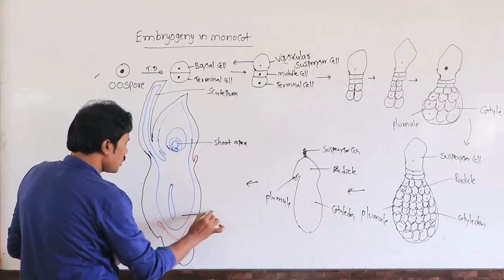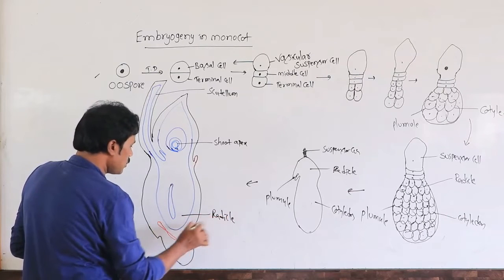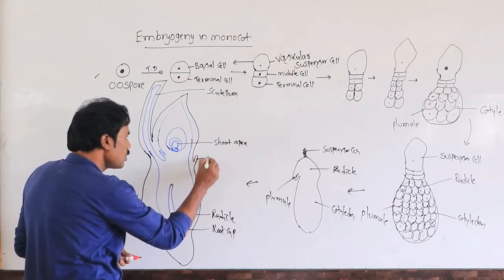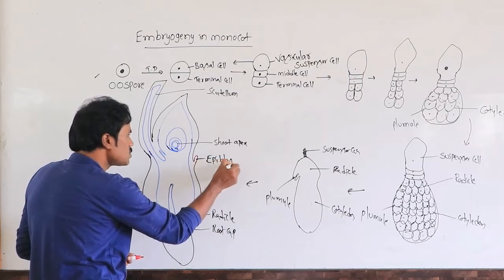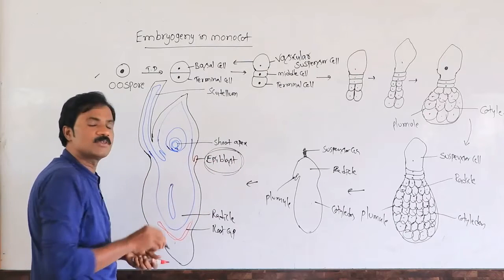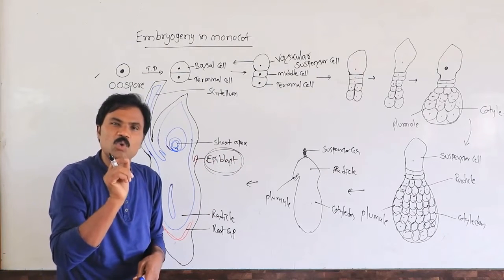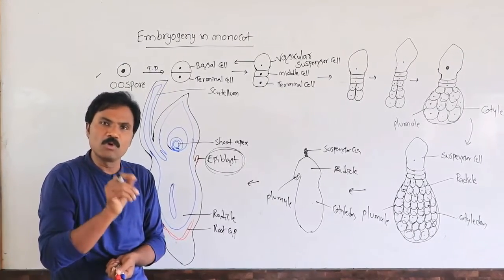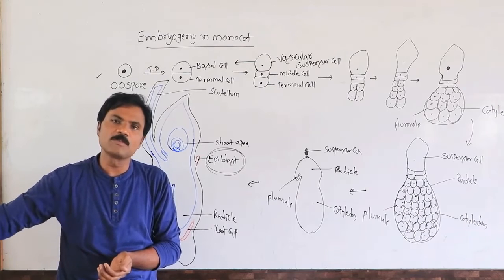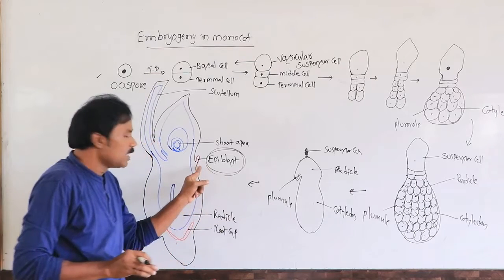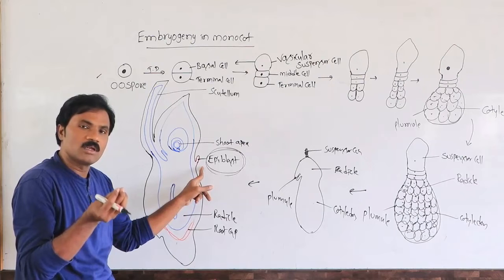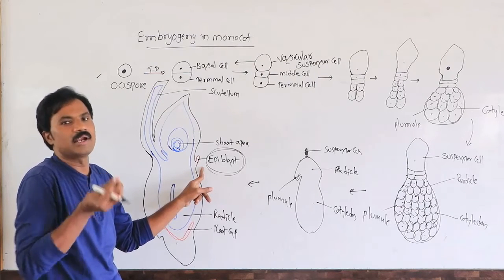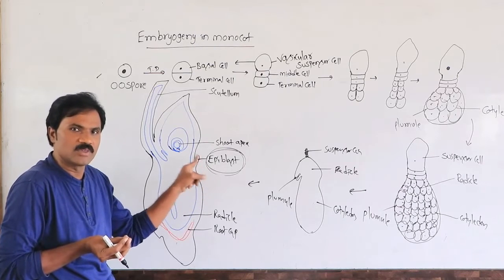this is the radical, this is the root cap. This is the epiblast. So observe carefully, epiblast. Epiblast is a rudimentary secondary cotyledon. Normally in monocots only a single cotyledon is present, but here a specific epiblast is present. It represents a rudimentary secondary cotyledon.